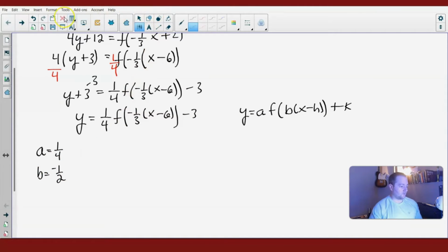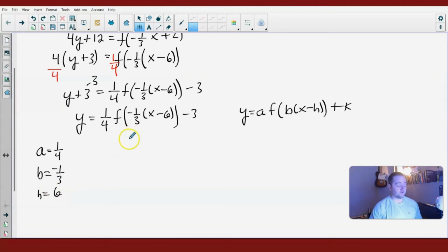Oh, not 2. Try that again. Negative 1 over 3. My h value is here, subtracted off. So note that this is x minus h. So we want to take whatever this guy happens to be. What I tell my students is just think of the opposite. So subtract 6, so my h value is going to be plus 6.